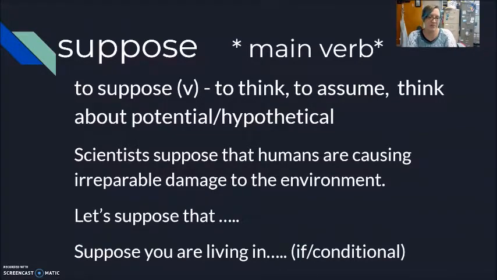We also see another example. Suppose you are living in, thinking about it like the if conditional. Suppose you are living in Fargo. What would you do on the weekends during the winter time? Suppose you are living in California. What would be different from your life living in Fargo?